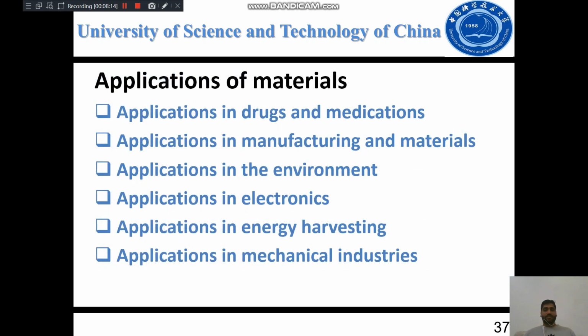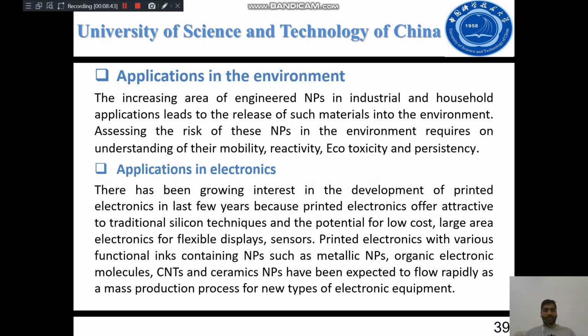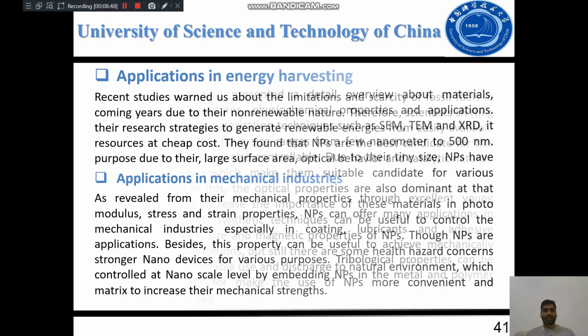Application of materials. Application in medications. Application in the manufacturing of materials. Application in the environment. Application in electronics. Application in energy harvesting. Application in the mechanical industries. Application in drug medication. Nanoparticles: nano-sized organic particles of either simple or complex nature used in the medical field. In the medical field, they can be used in the manufacturing of materials. Application in the environment, electronics, energy harvesting, and the mechanical industries.